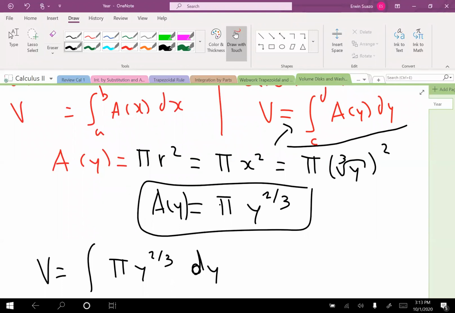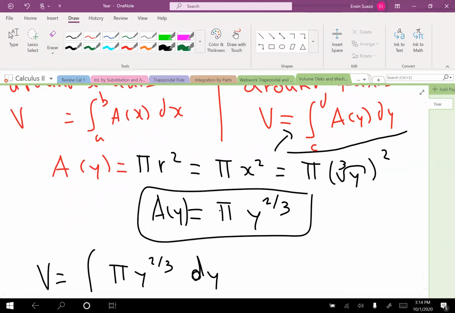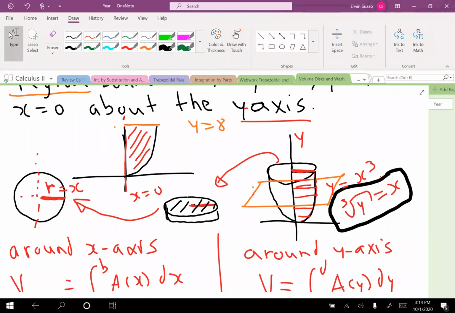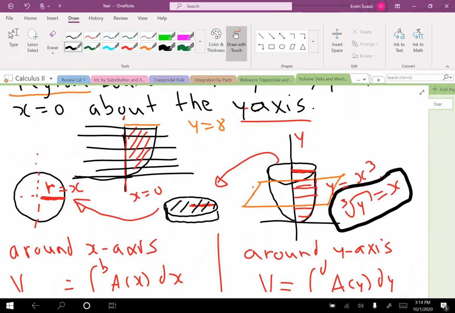So I take my pi, and then, where is y moving? Y is going, what are my y's? These are my y's. So y is moving from 0 to 8. Okay, so I integrate it between 0 to y.